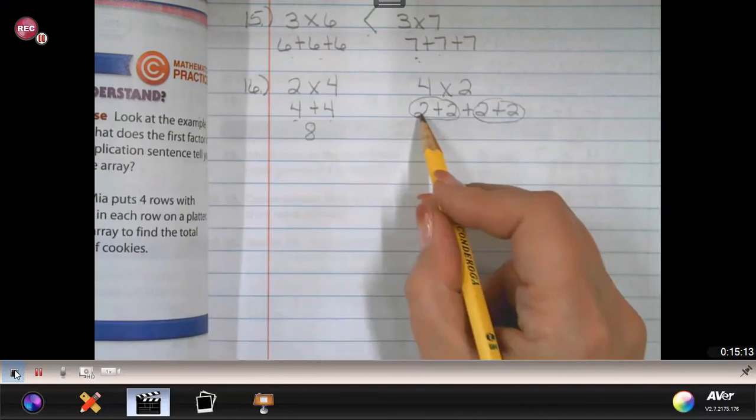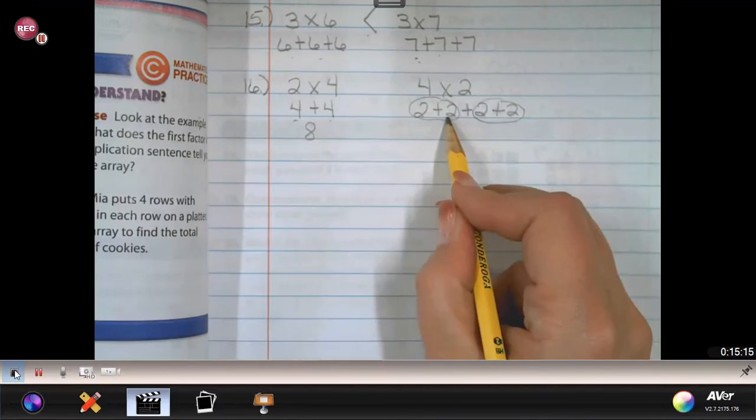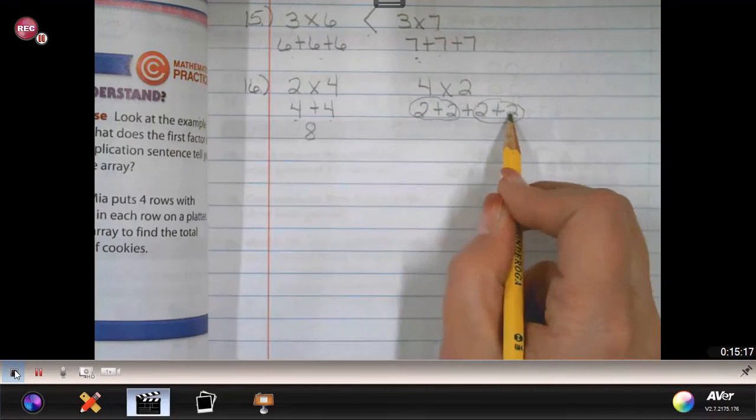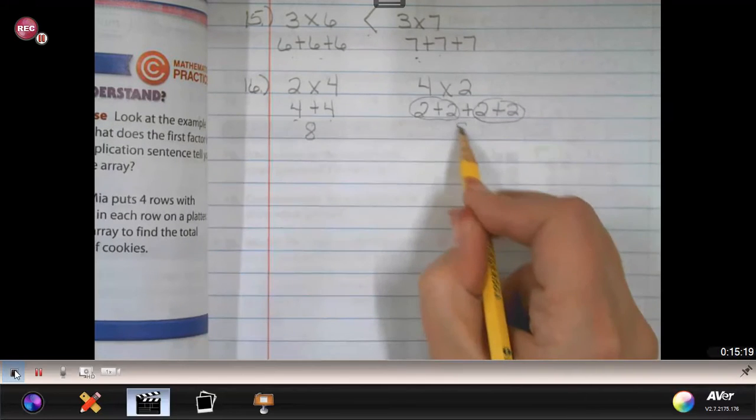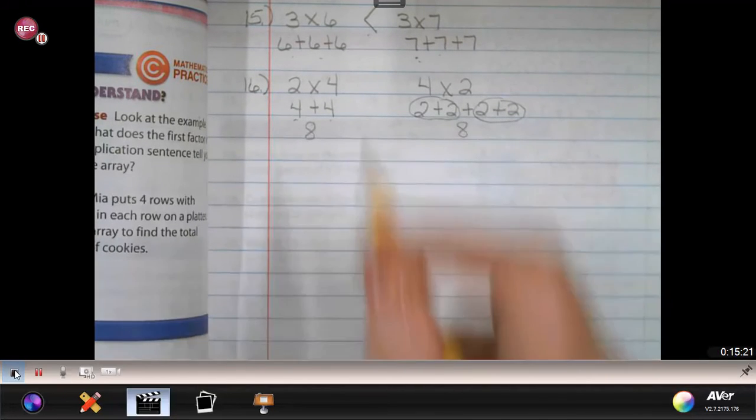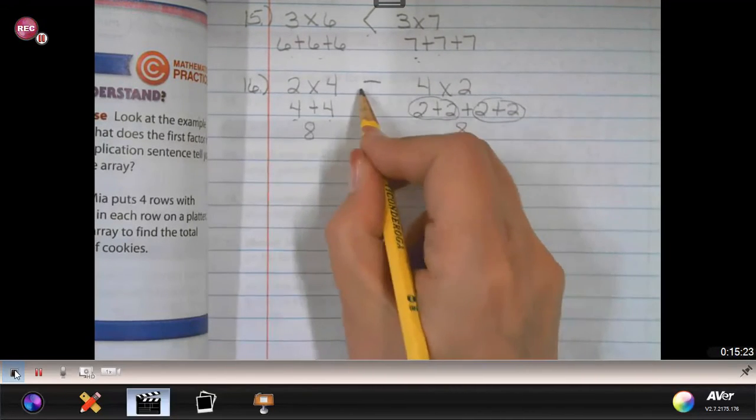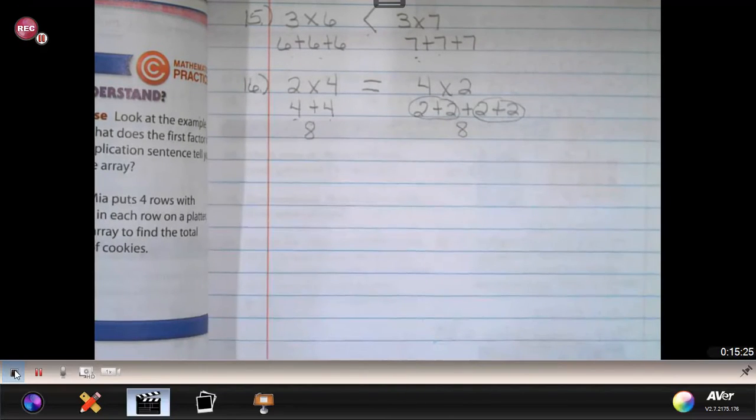When I add 2 plus 2, which is 4, and 2 plus 2, which is 4, again, we know that's going to be 8. So these are going to be equivalent or equal to one another. And when we get to our lesson on the commutative property or the order property, we'll be looking a little more closely at how this property works in our next lesson.